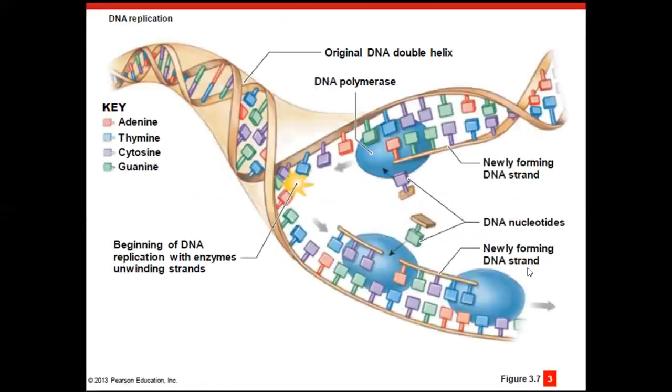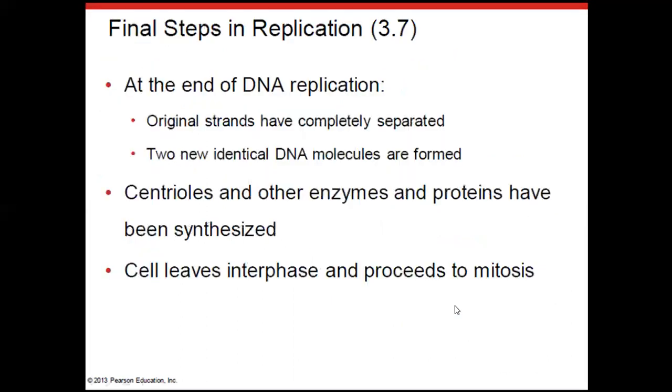So there's a newly formed DNA strand. The DNA gets unwound by enzymes, and then new DNA strands, double helixes, get formed here to double the amount of DNA in each chromosome. So you don't increase the number of chromosomes. You always stay with 46 chromosomes. You just double how much DNA is located in each chromosome.